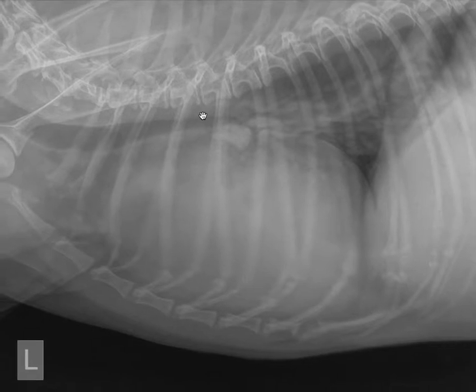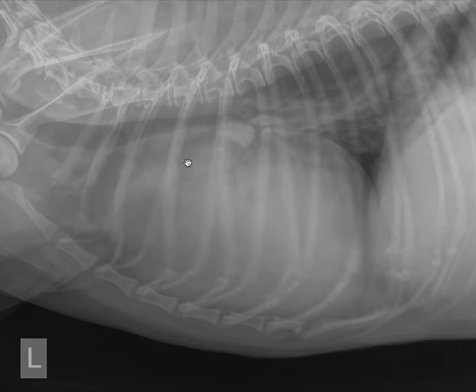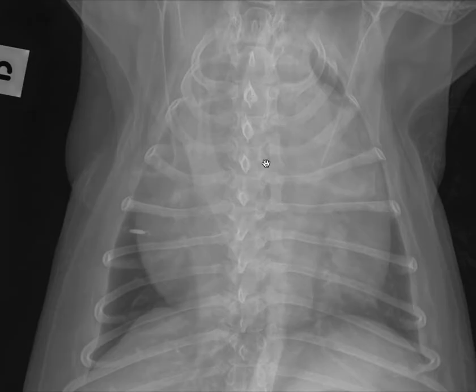When I say border effacement or silhouetting, I'm referring to the same phenomenon. This phenomenon is when two structures are of the same opacity, for example, the heart and the craniomediastinal vessels. To be more specific, we could even say, for example, the right atrium and the cranial vena cava. When two structures are of the same opacity and they contact each other, their borders will be indistinct on the radiograph. This is called either silhouetting or border effacement, depending on which term you prefer.